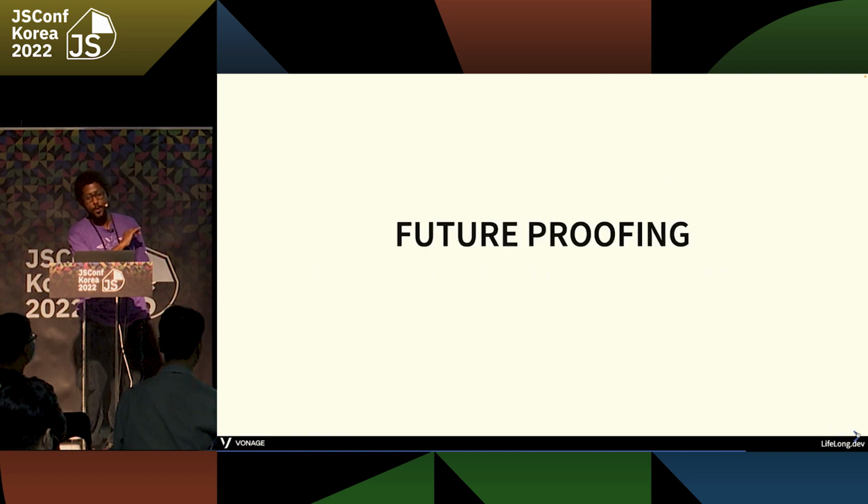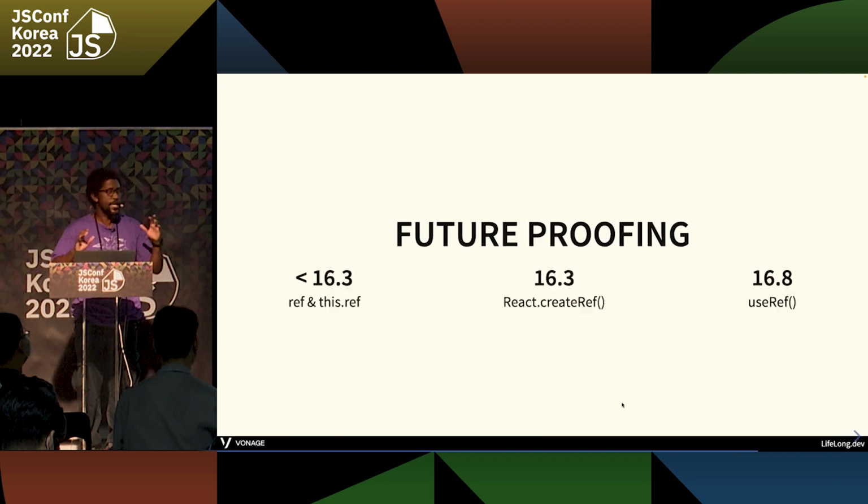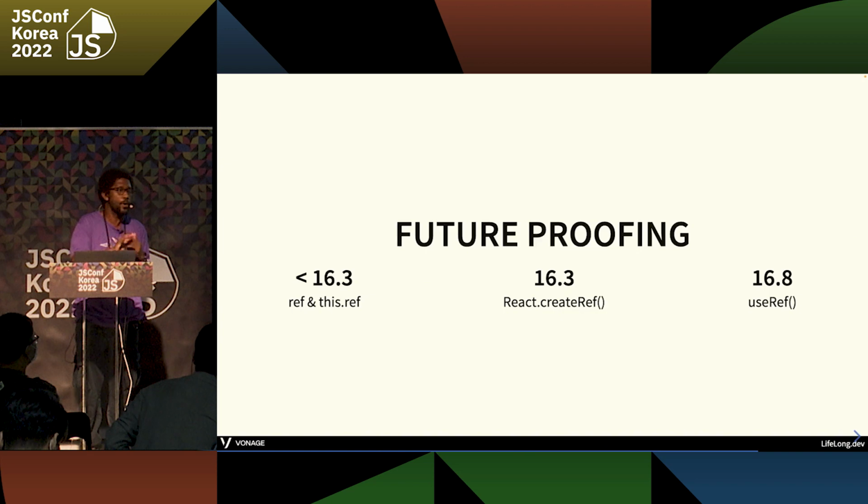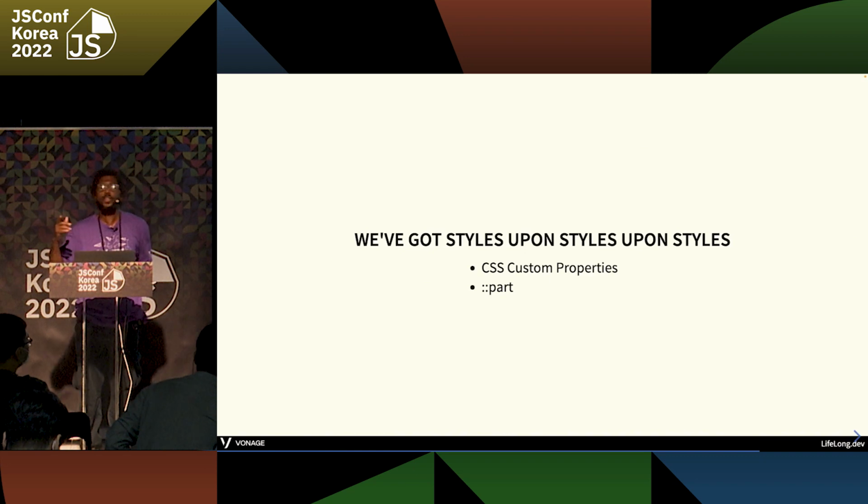All right, so future proofing. Like I mentioned before, if you've used React, you may remember that in version 16 there were three different ways of getting a reference to your elements. And you saw before, if they have full support, you don't have to worry about any of that. So future proofing is another option. And then also styling, because it's cool to have your elements, but what about styling everything, right? So there's a couple of ways.